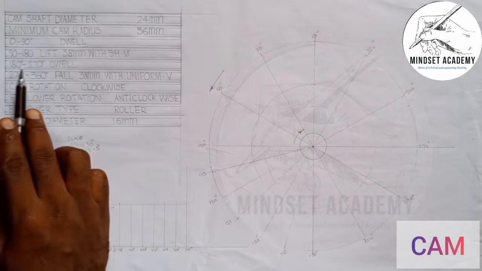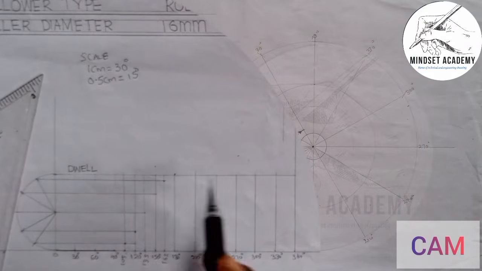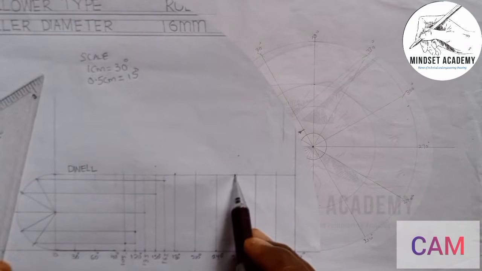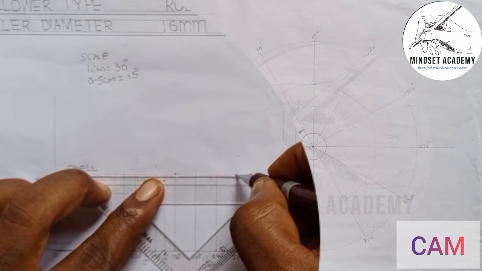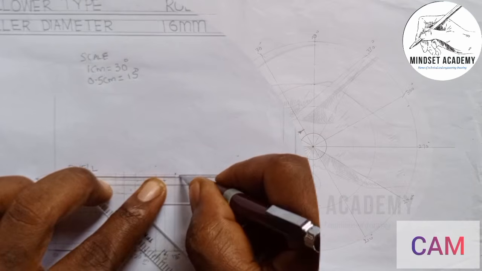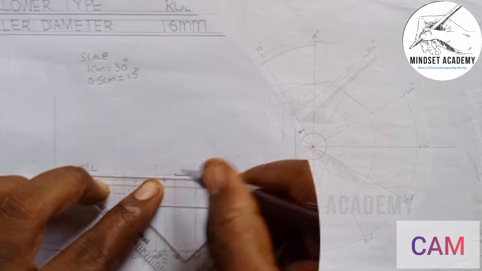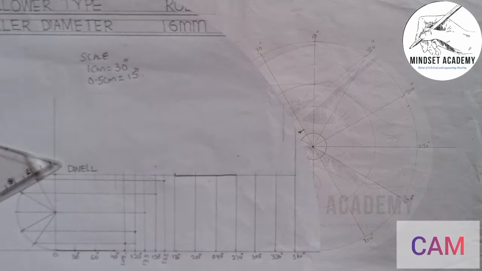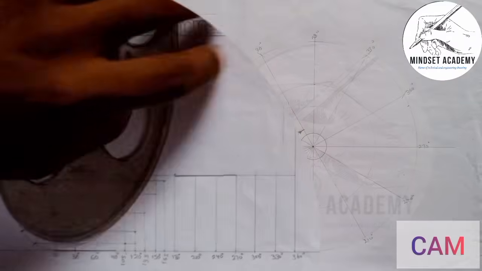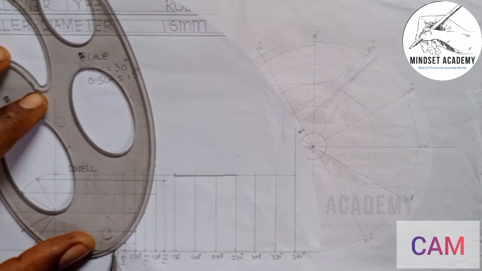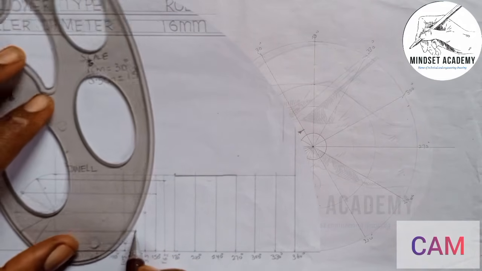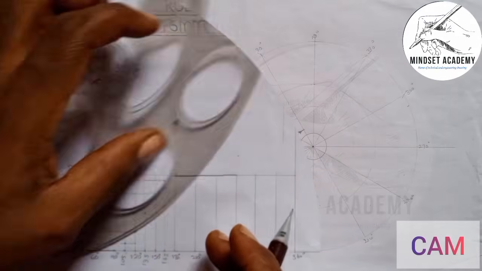We're told that from 180 to 270 is dwell. So 180 to 270 is what? Dwell. So I'm taking it this way. Right? And I can easily use my French curve here to also get this one out of it from here. Just get it out of it this way. Literally get it out of it.